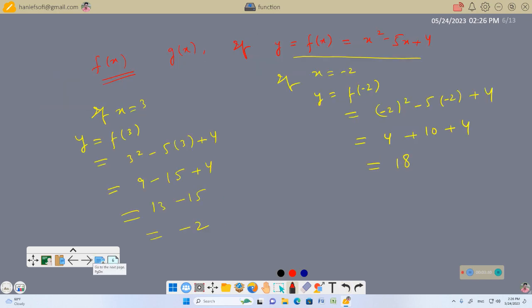Then we discussed what is the meaning of f of x. It is just the value of the function when x attains the value x. So if x is 3, then we say the function is f of 3. f of 3 means the value of the function when x is 3. So we used the function x square minus 5x plus 4, then found the value of the function at x is equal to minus 2 and x is equal to 3, right?